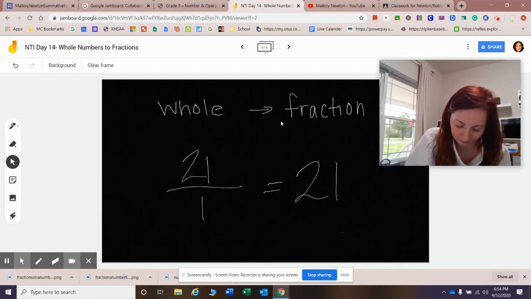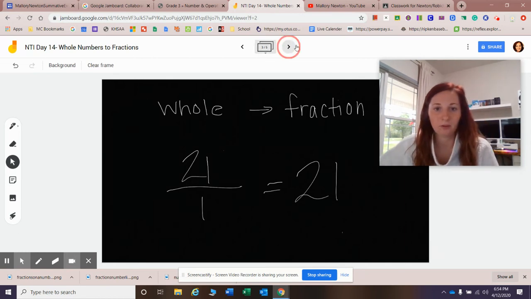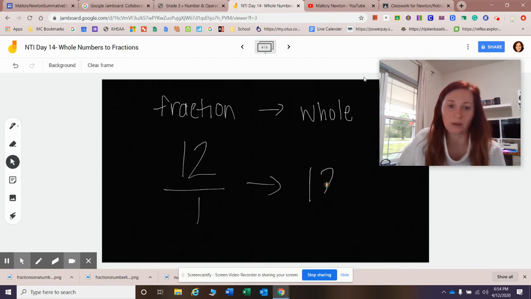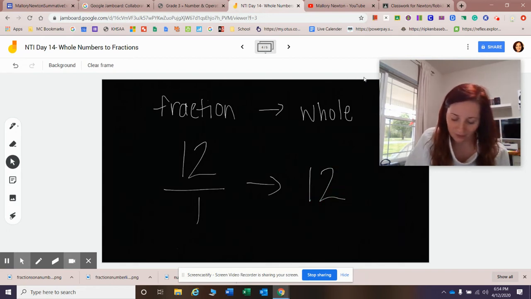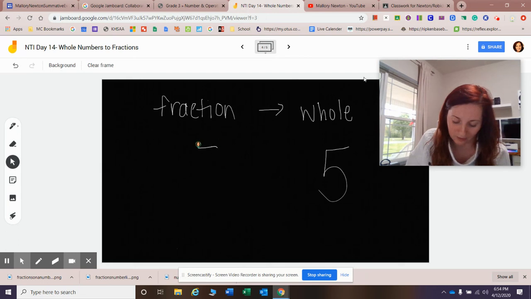It's the same thing. If I have 12 over 1, it's going to get me 12. So if I were going to ask you, all right, make me a fraction that's the same number that equals 5, you could say, that's easy peasy, Miss Mallory. All I got to do is do 5 over 1.